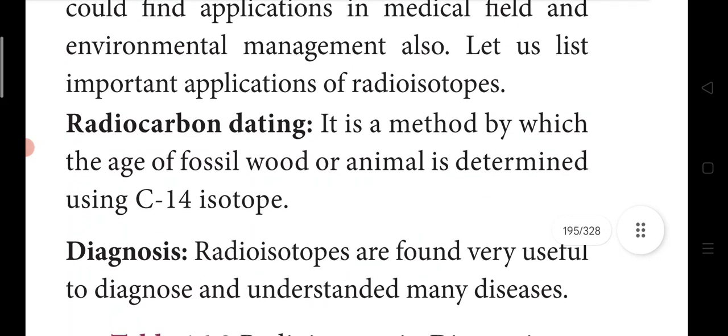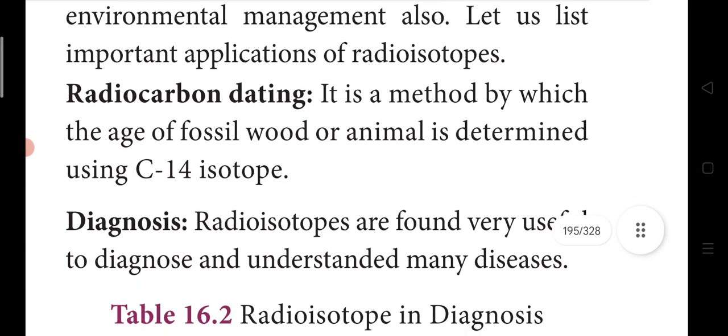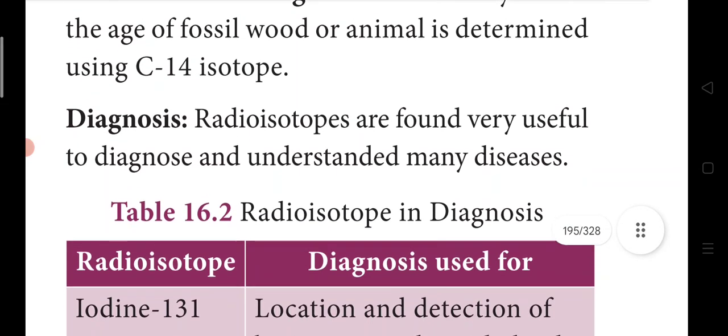Radiocarbon dating. What is radiocarbon dating? It is a method by which the age of fossil wood or animals is determined using fossil fuel or wood. We used to say this is a 1,000-year-old tree, a 750-year-old tree; the age of wood can be identified by this radiocarbon dating method. For animals, we usually get only their bones, and from those bones we can identify how many years old they are. That is because they use the carbon-14 isotope to do radiocarbon dating.